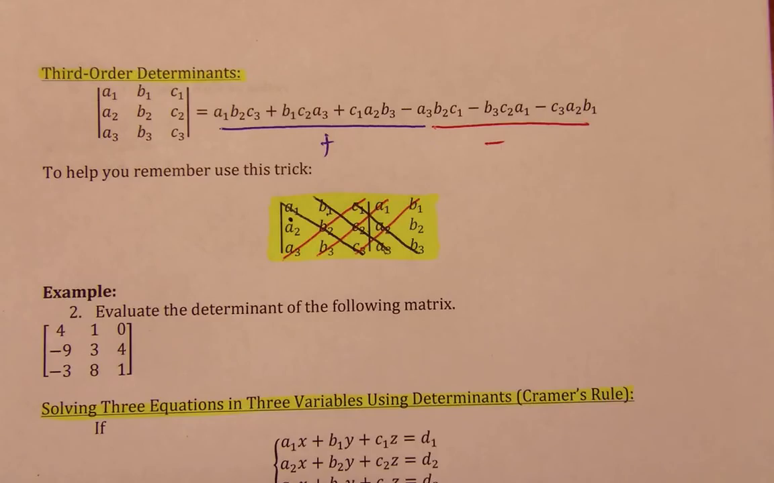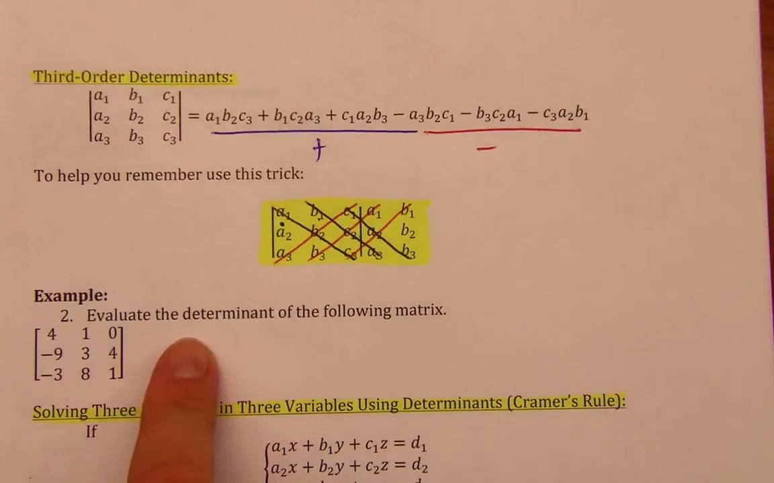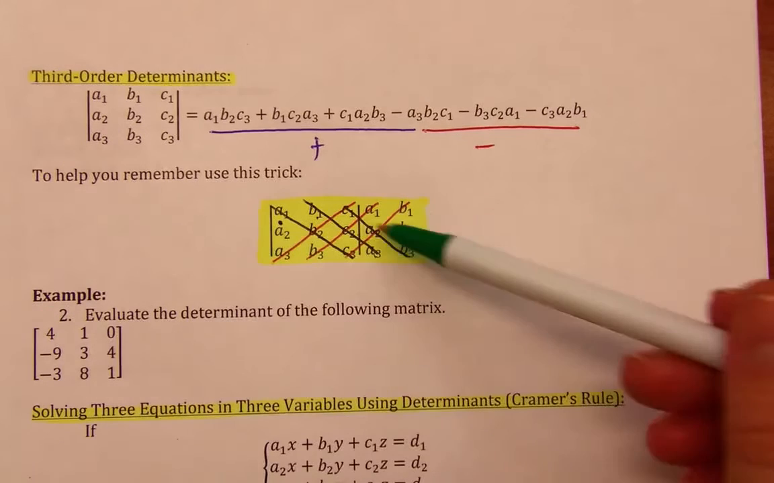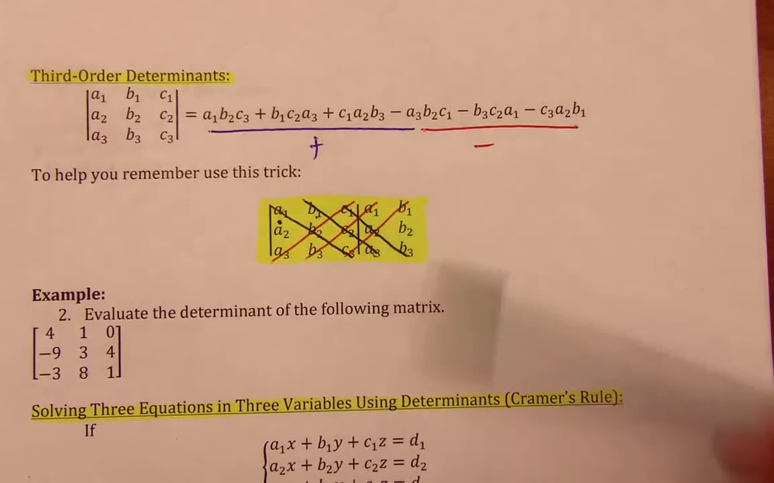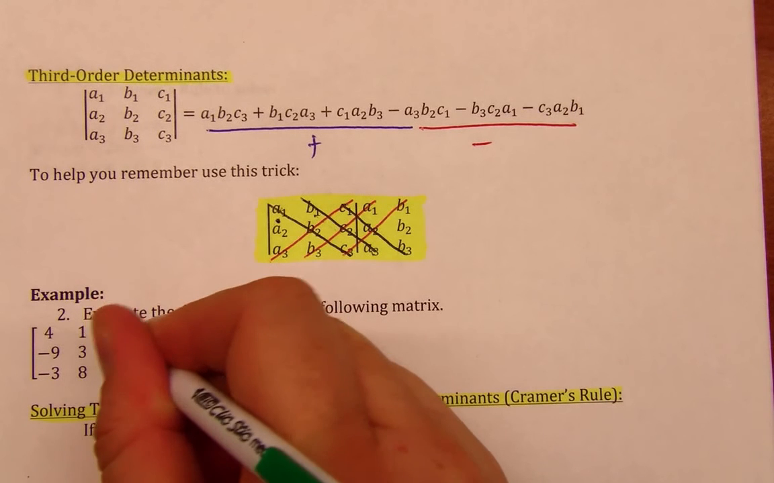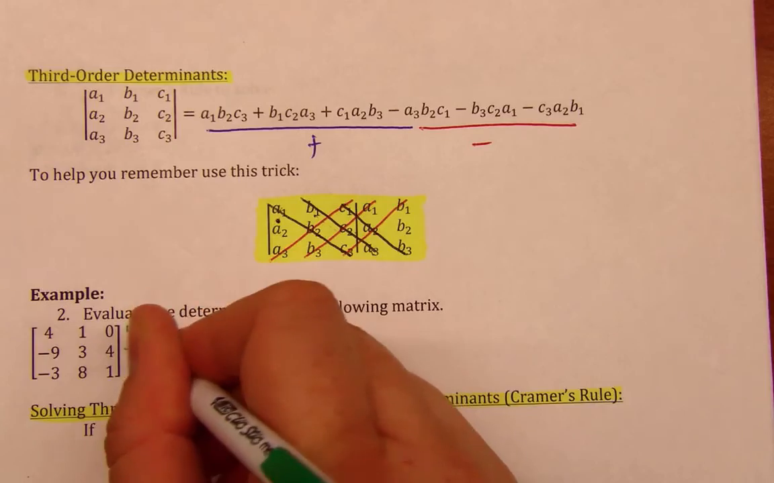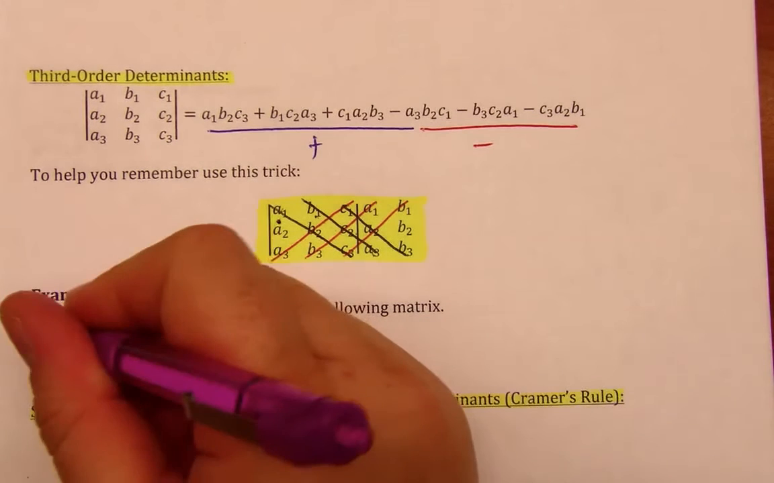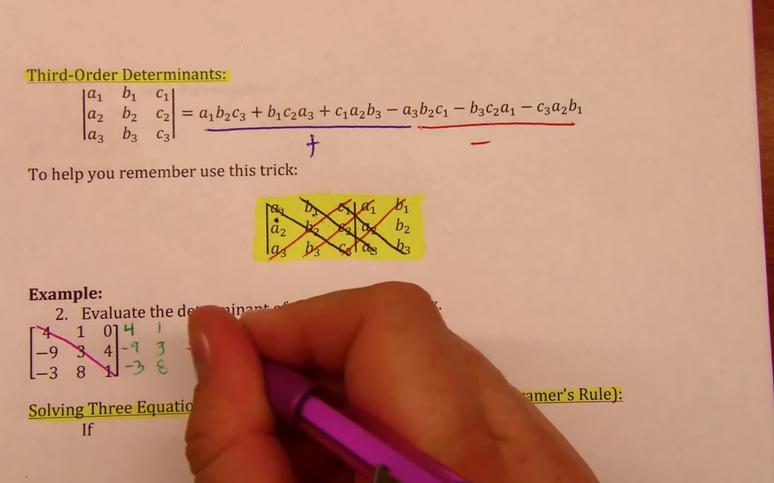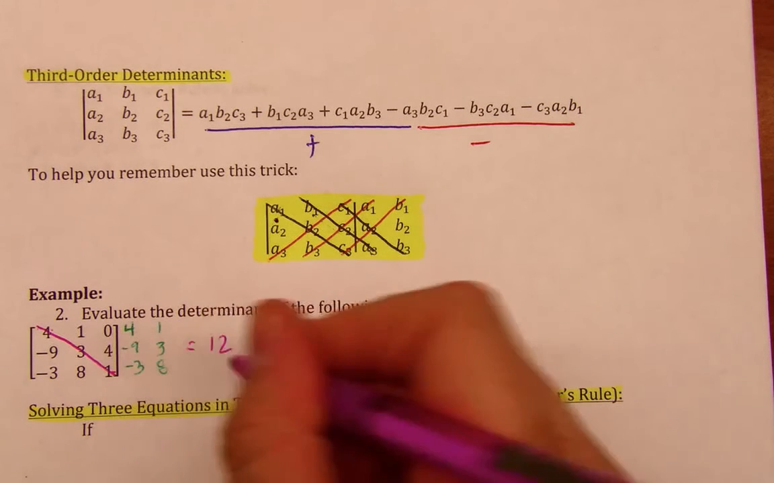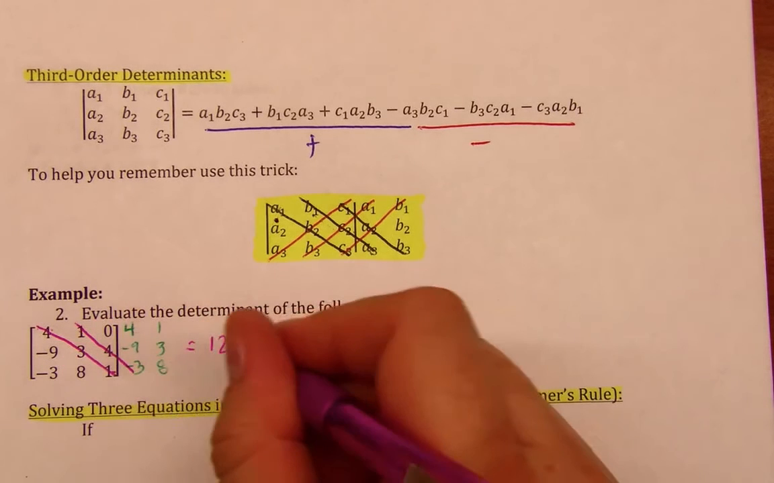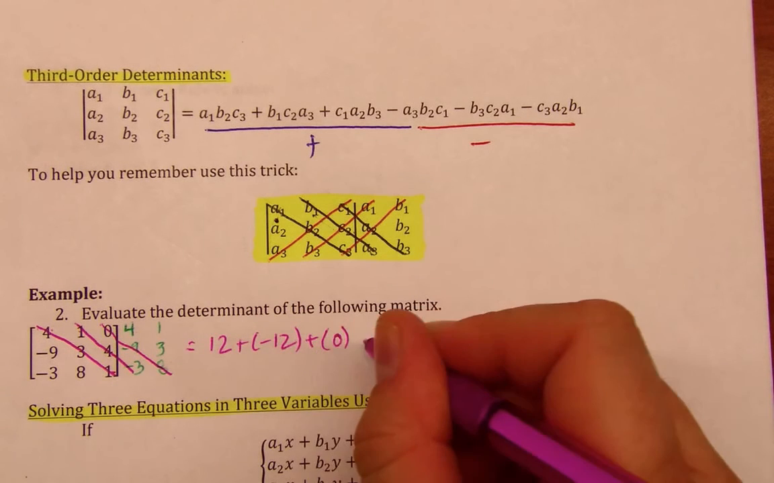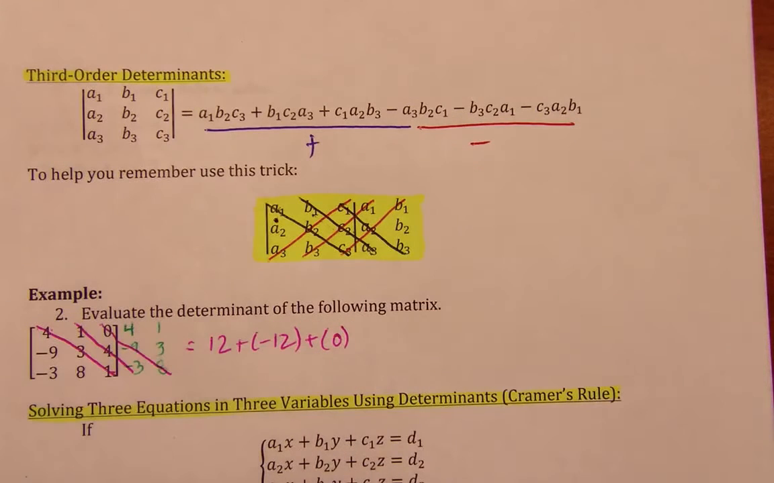Okay. So let's go ahead and do an example of this. It says evaluate the determinant for the following matrix. So let's go ahead and set up these columns here. Notice here that I copied down the first and second columns again to be able to do this. So I'm going to do the same thing here for -9, -3, 1, 3, and 8. And now I'm going to go ahead and solve for the determinant. Down the main diagonal, I have, let's see, I have 4 times 3 times 1 is 12. And then 1 times 4 times -3 is plus -12. And then 0 times 9 times 8 is going to be plus 0. And then we're subtracting the other terms. So let's do this in a different color.